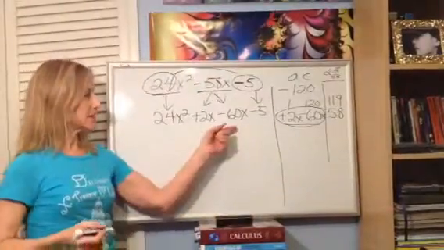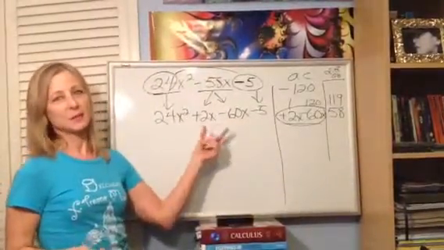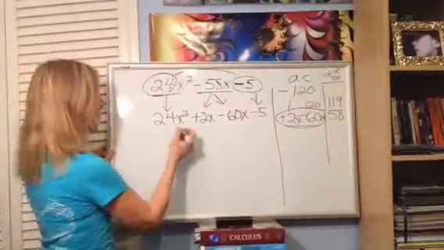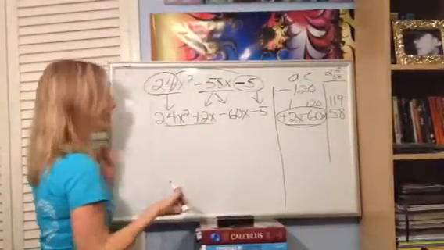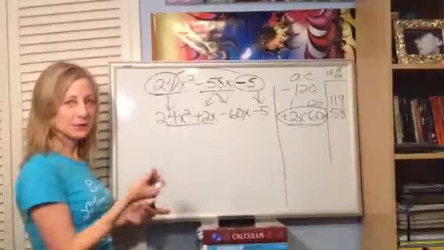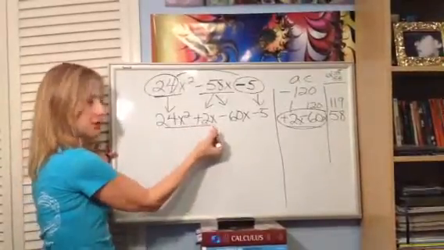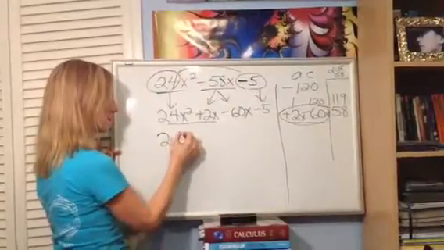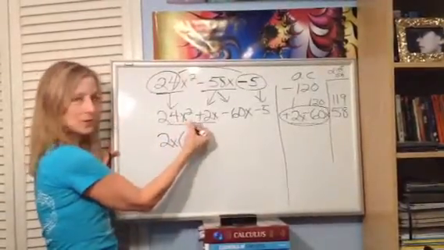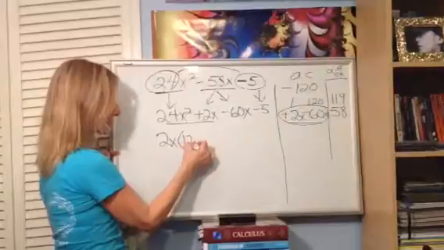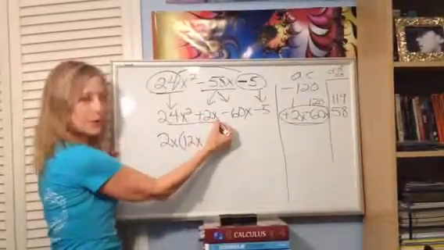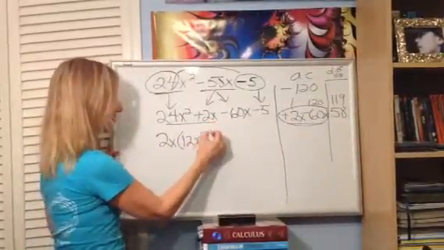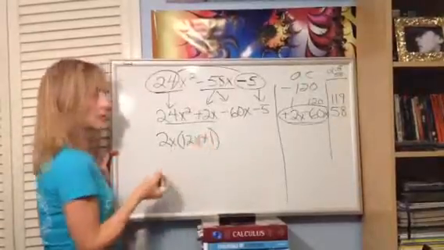Now I'm going to take this 4-term polynomial and factor by grouping. So when I group the first two, I look for the greatest common factor of those two terms, which would be 2x. So I factor out a 2x. 24x squared divided by 2x is 12x. 2x divided by 2x is positive 1. And I close my parentheses.